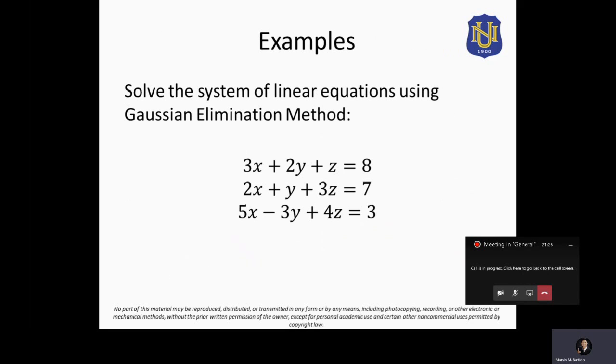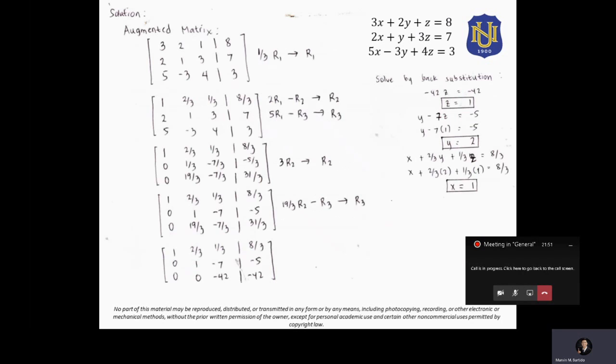So this is the example. We are asked here to solve the system of linear equations using Gaussian elimination method. So in here, we have variables x, y, and z, and we have 3 equations. Okay, so yung first step na kailangan natin gawin dito is gawin natin yung augmented form or yung augmented matrix of this system of linear equation. So this is the augmented matrix of the system of linear equations.